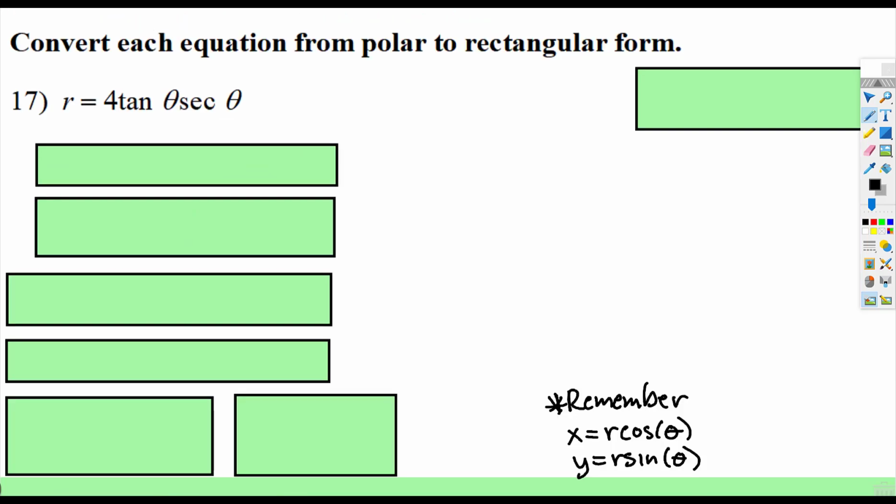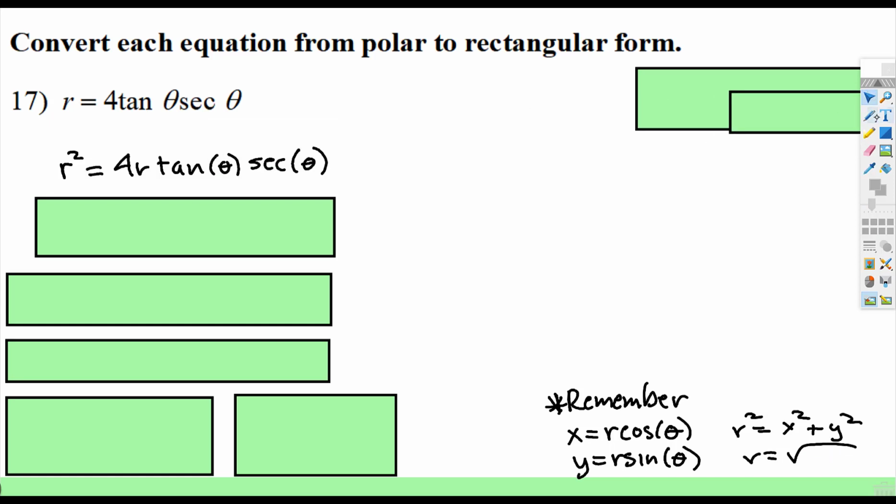Now let's go from polar to rectangular. And remember, x is equal to r cosine theta, y is equal to r sine theta. Then remember r squared is equal to x squared plus y squared, or r is equal to the square root, but we're probably not going to want to deal with square roots. So the first thing I did was multiply both sides by r so that we get this r squared, so I can convert the r squared to x squared plus y squared.